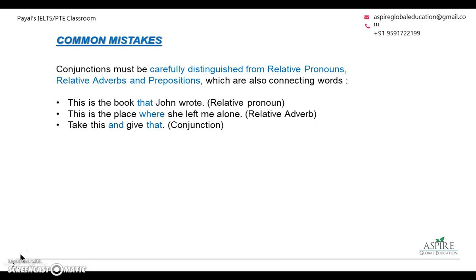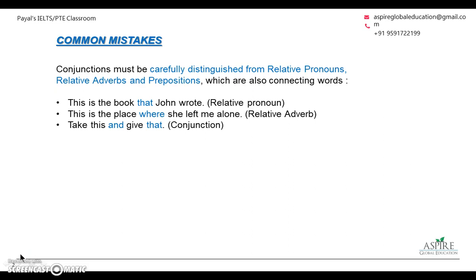So conjunctions must be carefully distinguished from relative pronouns, relative adverbs, and prepositions, which are also connecting words. As we have discussed before, a particular word may be used as different parts of speech depending on its usage in a sentence. "This is the book that John wrote" is actually trying to connect two different sentences: John wrote the book. This is the book. So here we are using the word book two times. So I'm going to replace the second usage of book using a pronoun, that. This is called a relative pronoun.